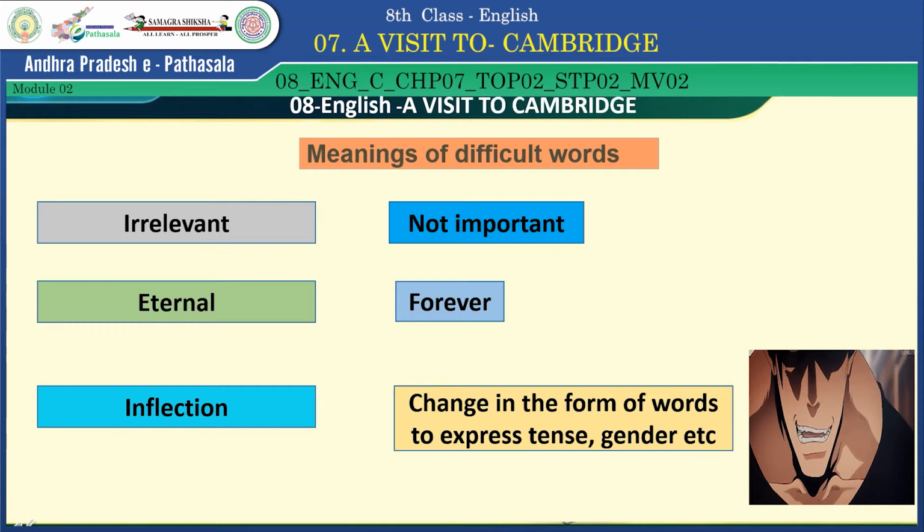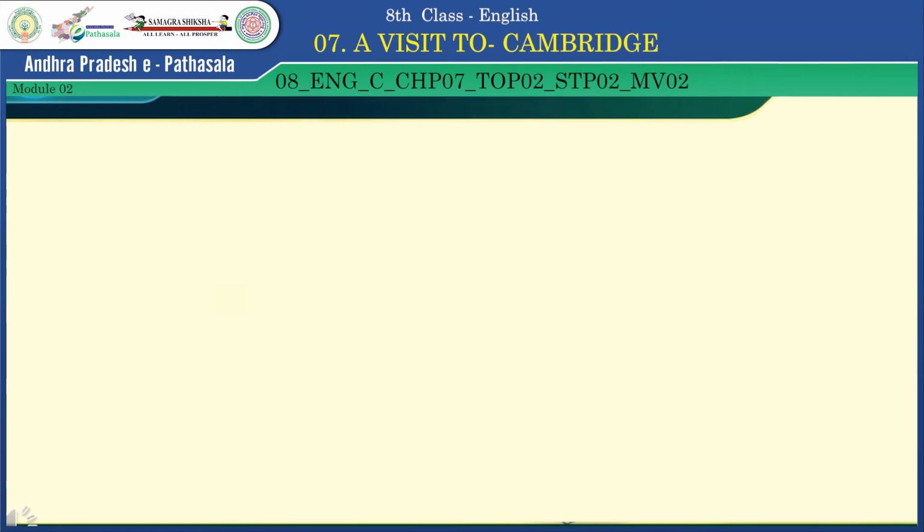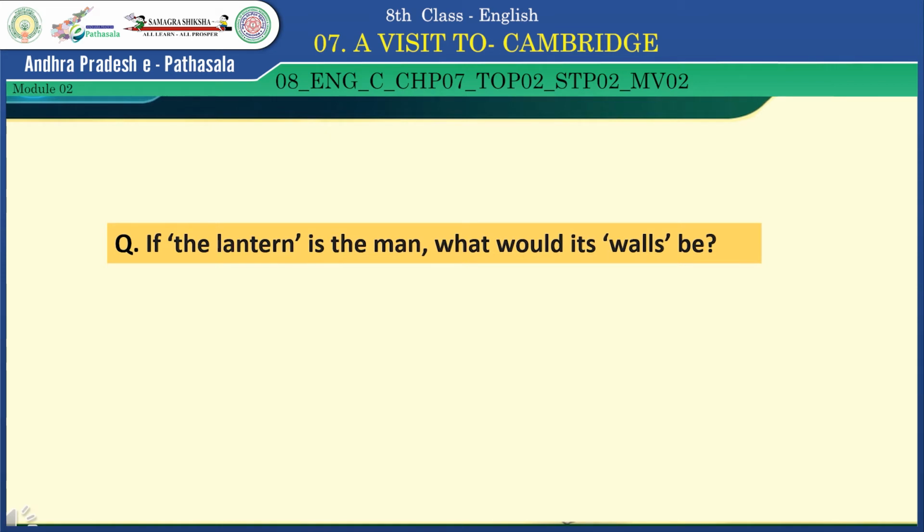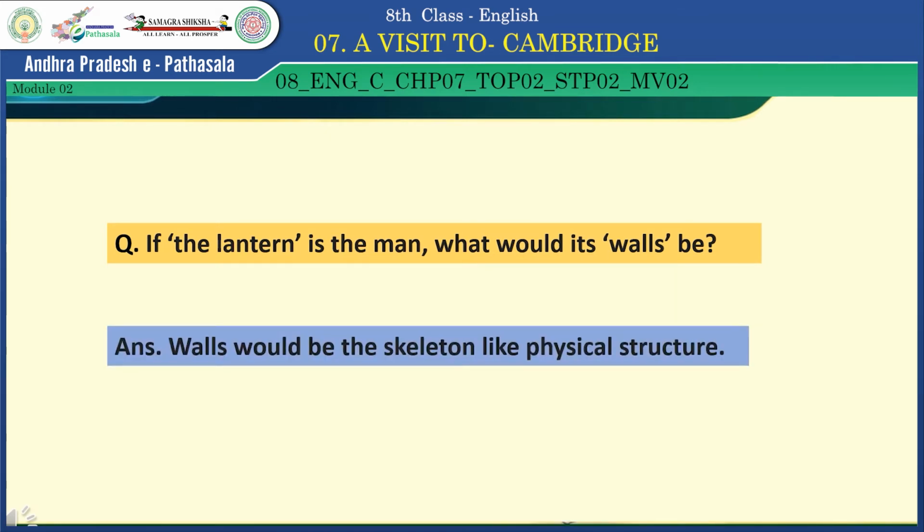Children, shall we see the question whether we can answer or not? If the lantern is the man, what would its walls be? Walls would be the skeleton like physical structure. Well done. Children, let's see the next part of the text.